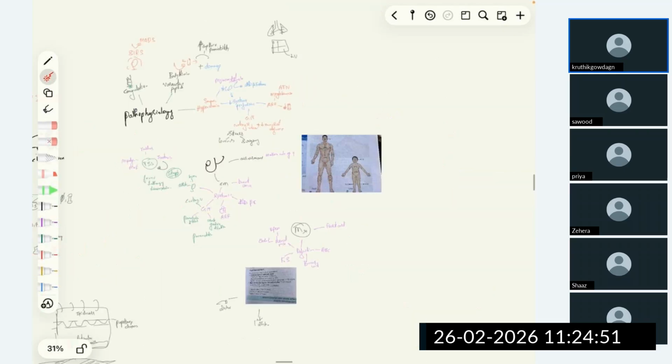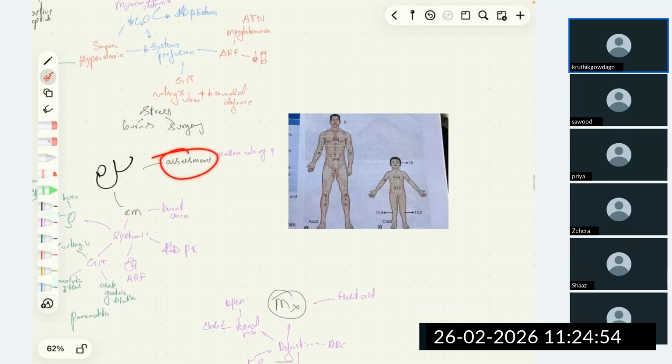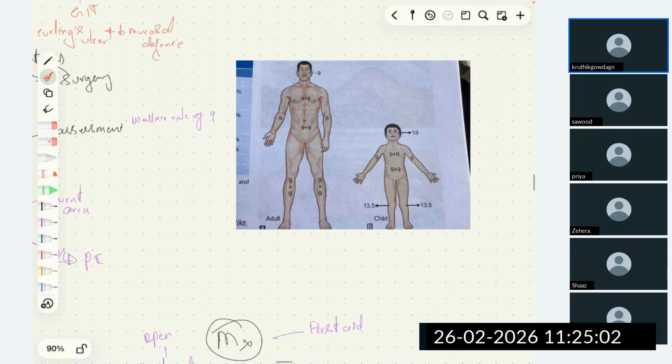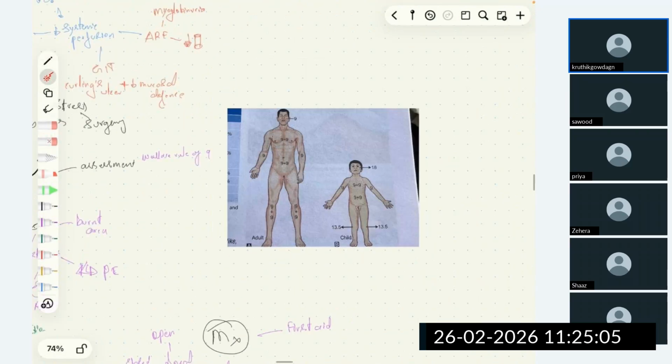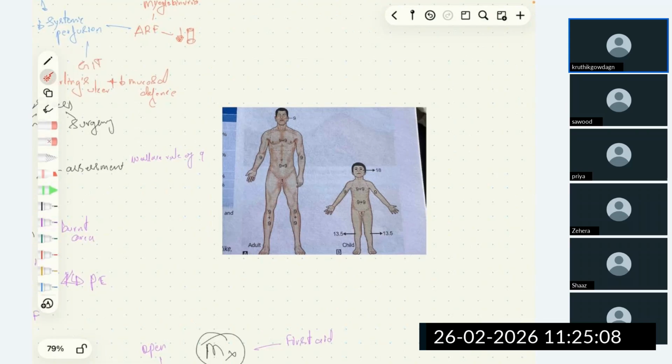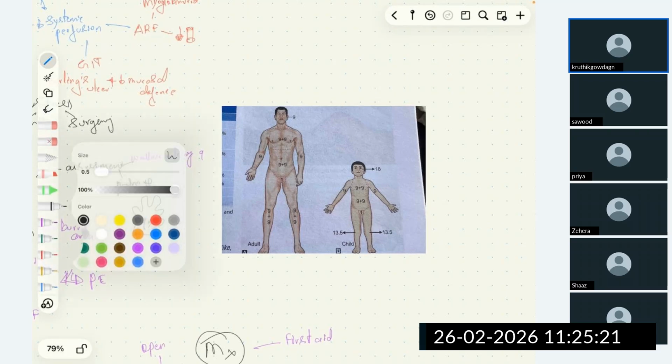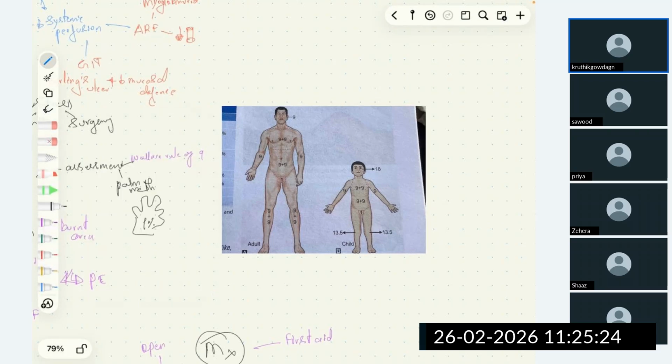Let's proceed to assessment of burns. How to assess burn? We have heard this many times in forensic medicine, and also in class it's mentioned many times. In adults and children, it's different. Wallace rule of 9. And also we have the palm method, where the patient's palm area is 1%. So by looking at the size of the patient's palm and comparing it with the size of the burn, we can estimate the percentage of burn. But the most important method of assessment is Wallace rule of 9.